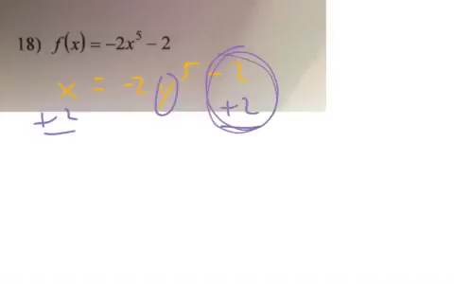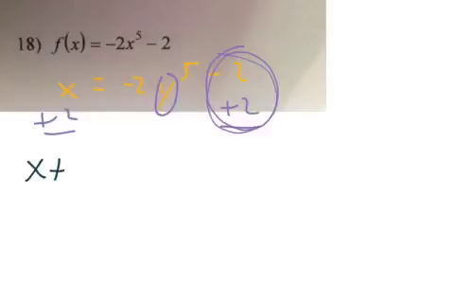Next problem. This was problem 18 on the worksheet. Again, notice step 1. What am I going to do? f of x is now x. The x is now a y. Okay, now I'm solving for this y right here. So I'm going to go ahead and add 2 to both sides first, because that's going to get rid of that negative 2 right there.